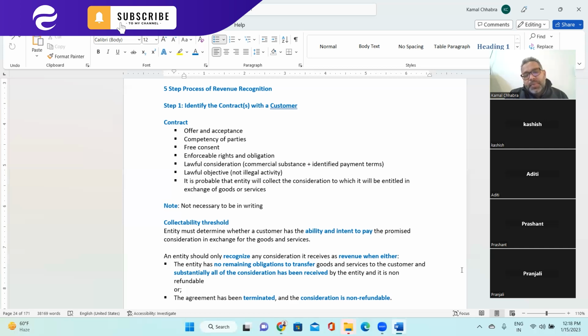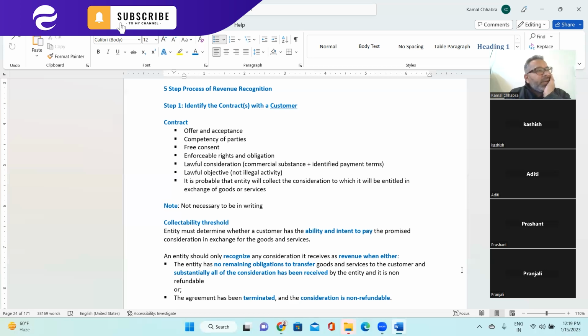And then it is probable that the entity will collect the consideration to which it is entitled in exchange for the goods and services. So to be a contract, there are a couple of things you need to keep in mind. Let me quickly reiterate. One, there should be an offer. And the second important thing, the person should have accepted that offer, right?